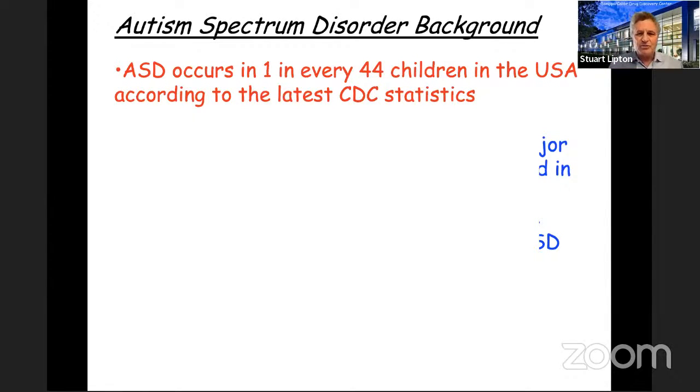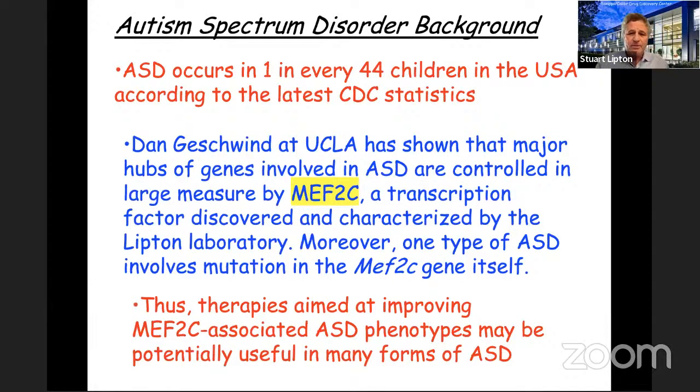And interestingly, the transcription factor MEF2C and MEF2A, a related transcription factor, control many of those genes. Dan then contacted me. I was the discoverer of MEF2C, and with Dan, we've been looking at MEF2C in various neurologic diseases, including autism spectrum disorder with intellectual disability. So our reasoning is that therapies aimed at improving MEF2C-associated ASD phenotypes might potentially affect many other forms of ASD, because we know from real human data that MEF2 controls many of the genes involved in ASD and intellectual disability.